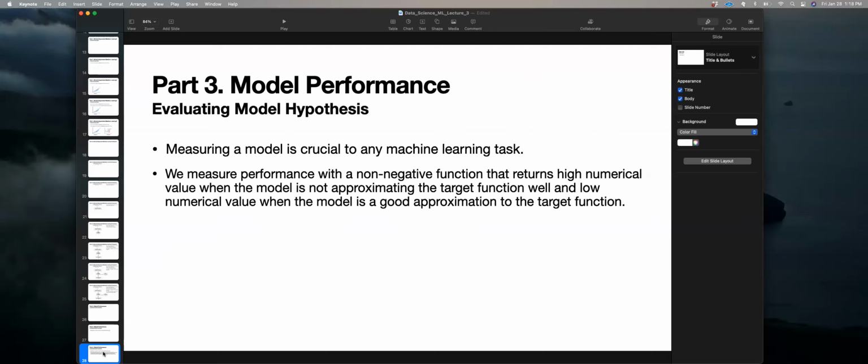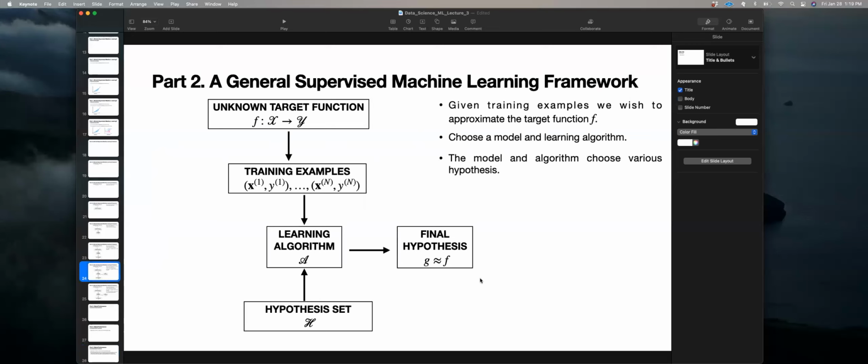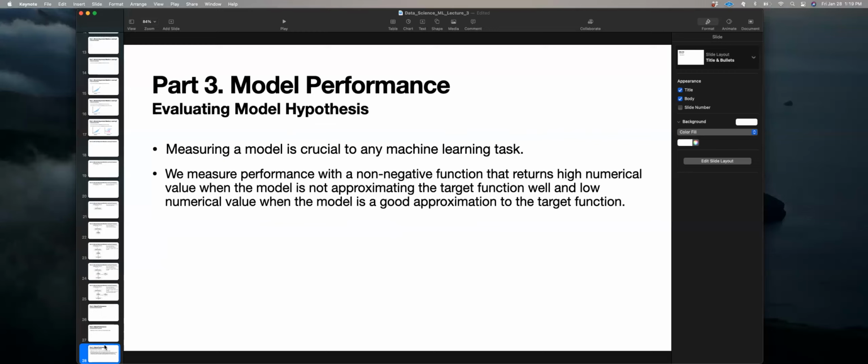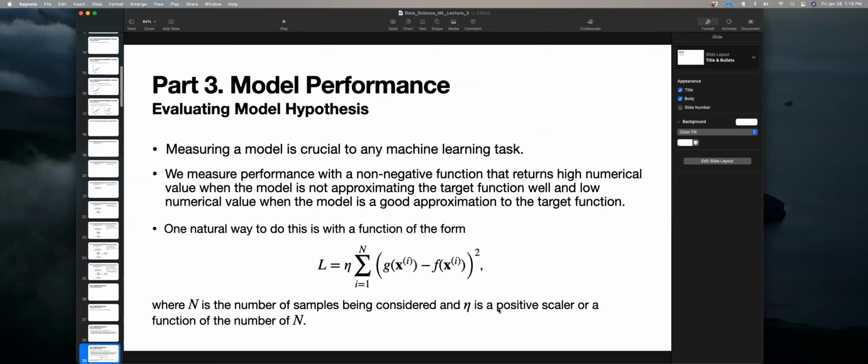So it's like we're penalizing the model when the function that we generate, g, is doing badly at approximating f. We want to penalize it and give it a higher value, right? So that's the whole goal of what are called loss functions. So notice here, this is a general looking function where this eta can be any positive scalar that you want. It just depends on the task at hand, or we can even replace eta with a function of n, where n is the number of training examples that we're looking at.